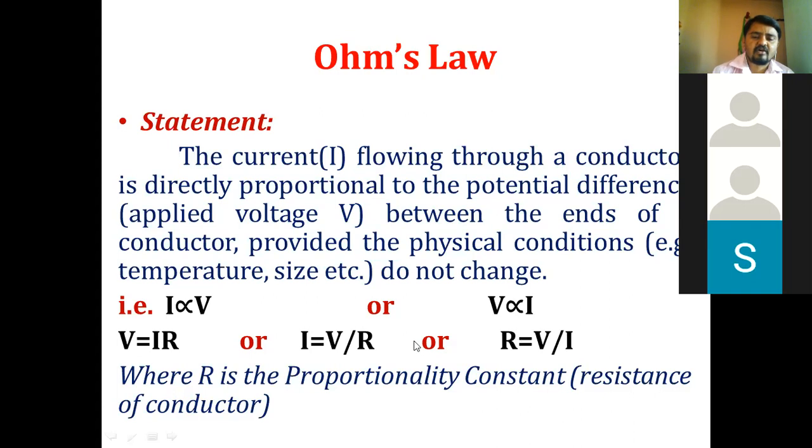This proportionality constant is nothing but R, where R is the proportionality constant, that is nothing but the resistance of a conductor. If R is constant, then voltage is directly proportional to the current, or current is directly proportional to the voltage. We can tell that here. Up to here, if you have any doubts, you can ask me.